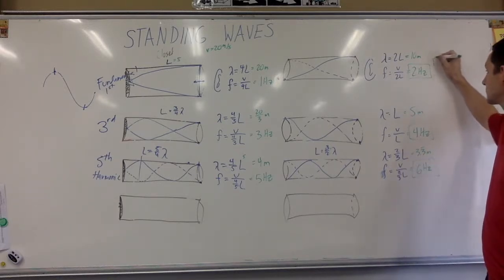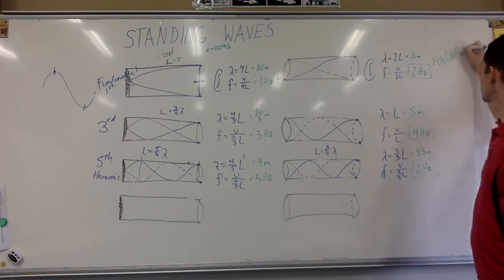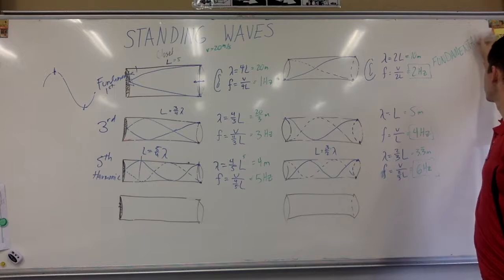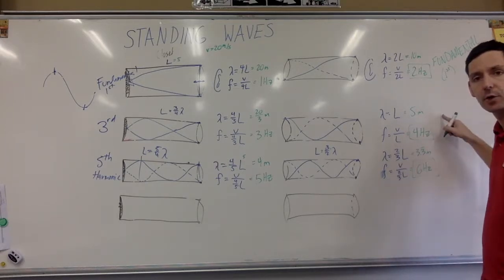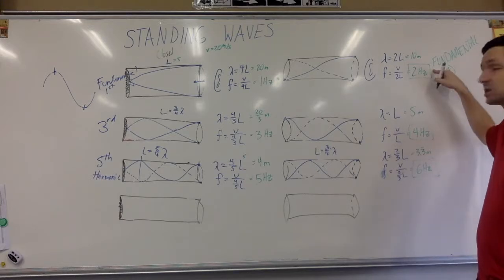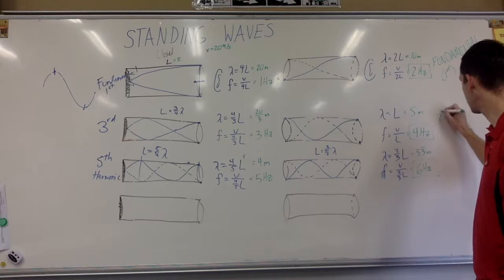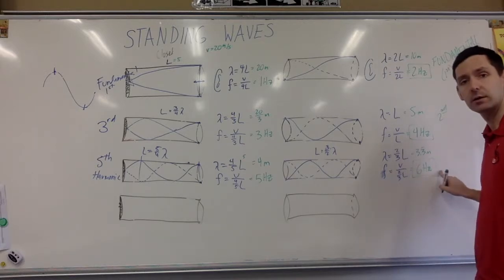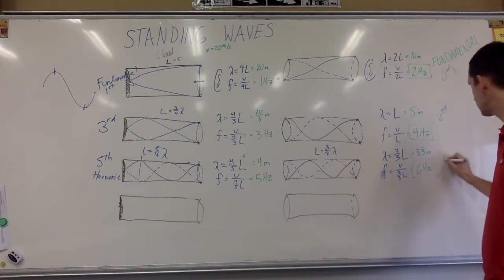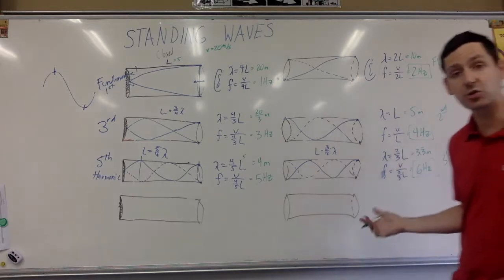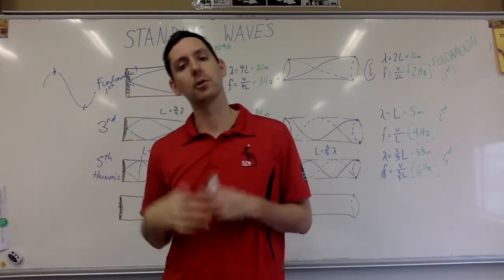So this is the fundamental, which is your first harmonic. This one, notice that 4 is the fundamental times 2. That makes this the second harmonic. And this one is the fundamental times 3. And so therefore, this is the third harmonic. So much like the string, with an open pipe, you can get all of the harmonics. With the closed pipe, you can't.